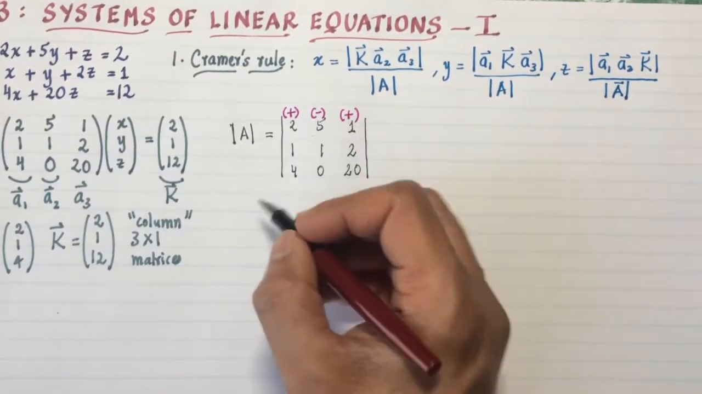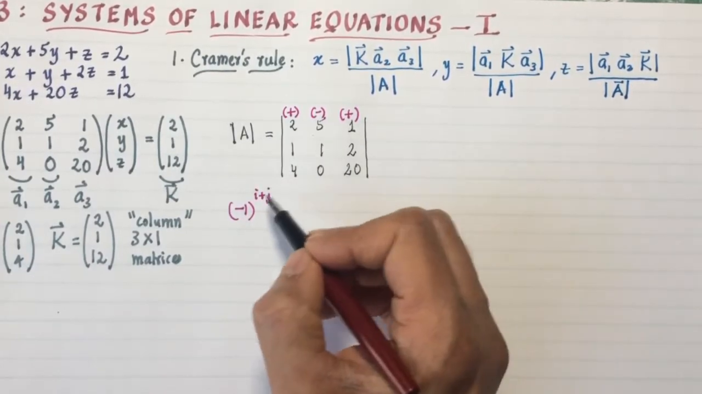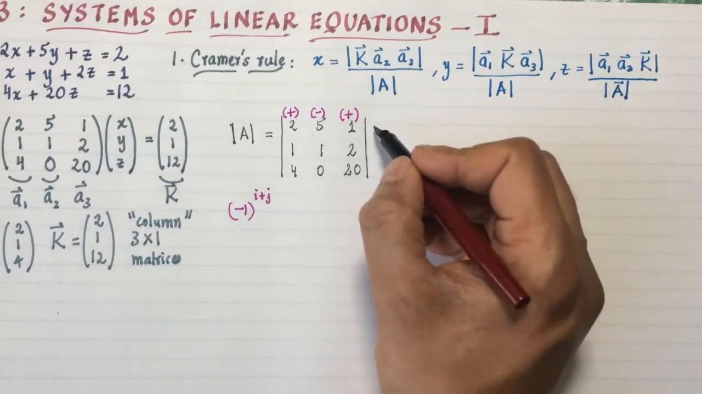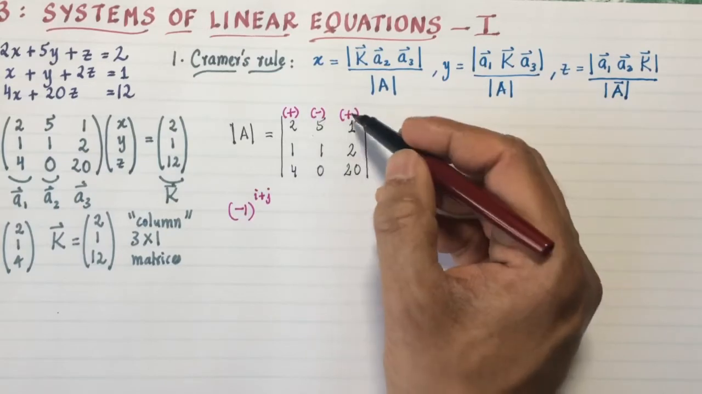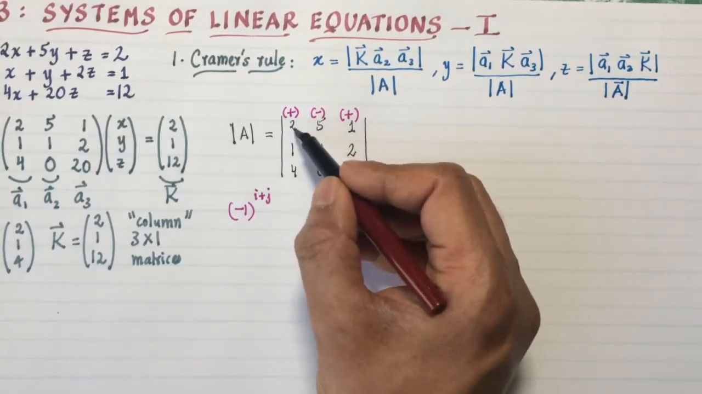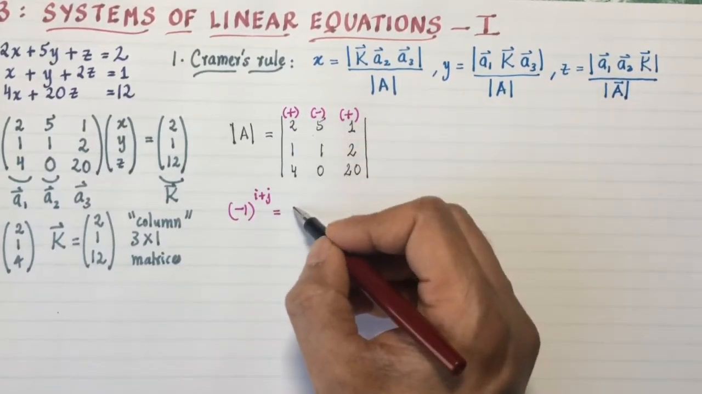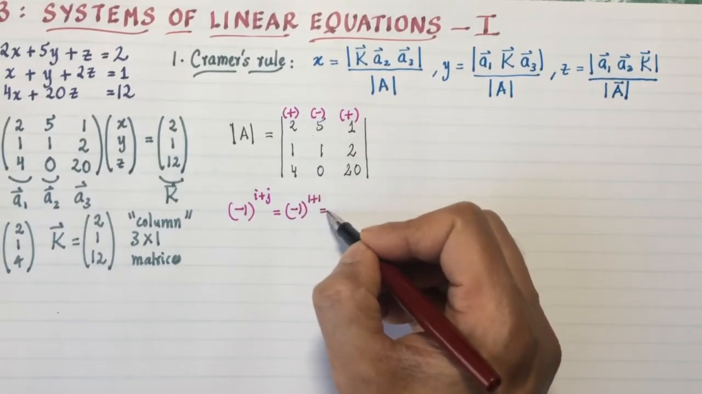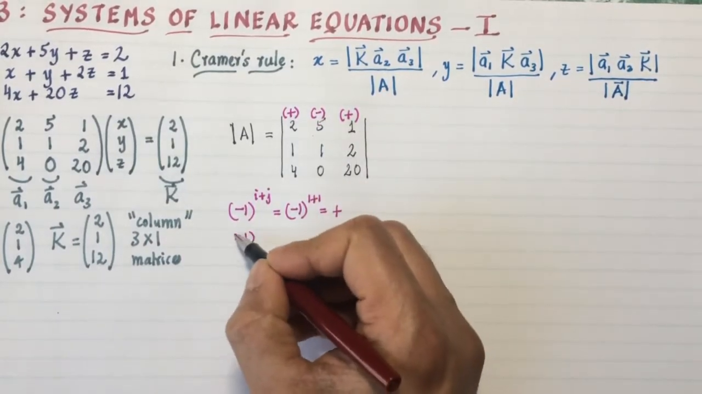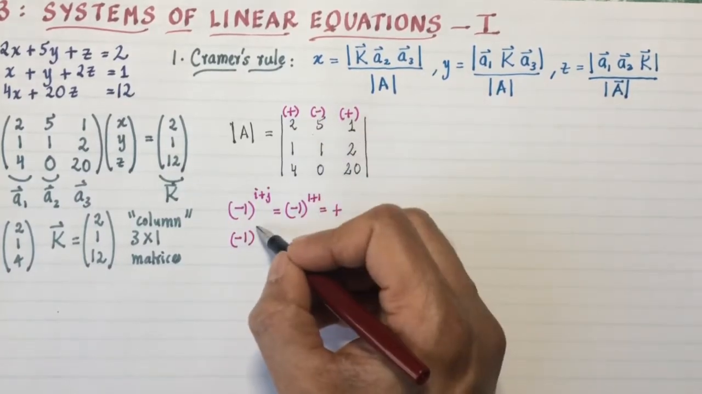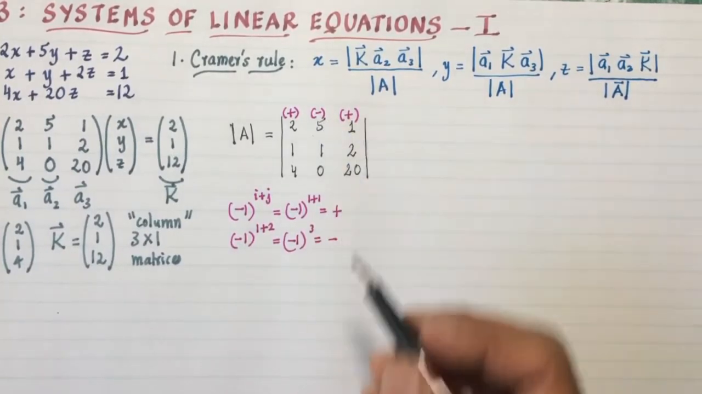Now the signs are determined by the following rule. It's going to be negative 1 to the power i plus j, where i is the row number and j is the column number. So this has row number 1, 2, 3, and column number 1, 2, 3. For example, this entry has row number 1 and column number 1. So for that, I'll get minus 1 to the power 1 plus 1, or minus 1 squared, which is the plus sign. That's why I got the plus sign there. Let's try that one. That's going to be minus 1, the first row, second column, so it's 1 plus 2, which is minus 1 to the power 3, and that's why I have a minus sign there, and so on.